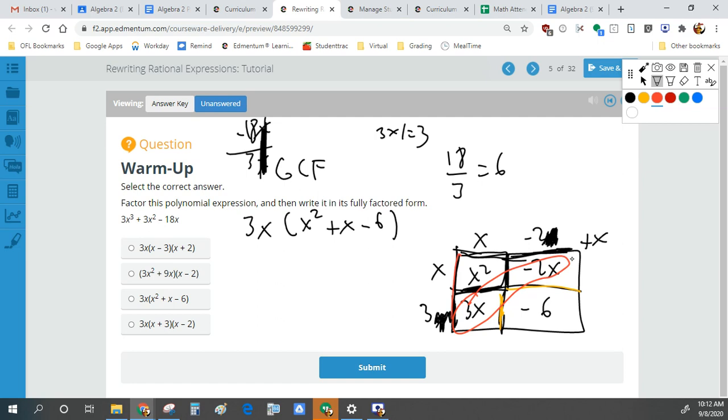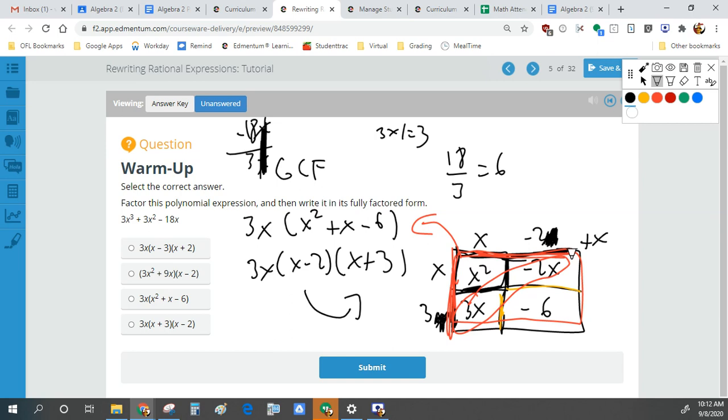So basically, if I added this area of this square, because I'm doing length times width, if I add this area, I would end up getting this. So then I can change this to 3x, x minus 2 times x plus 3. And if I look here, none of these kind of match it up, but if I switch these over, I would end up getting this as my answer.